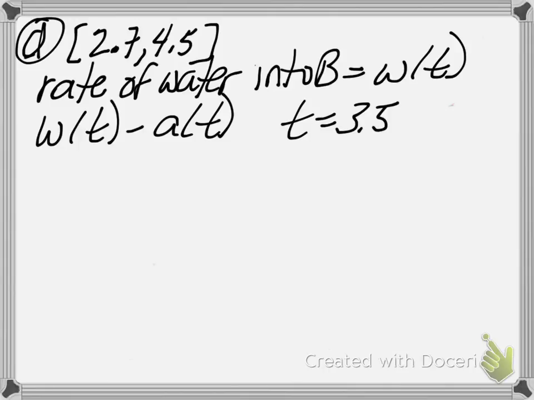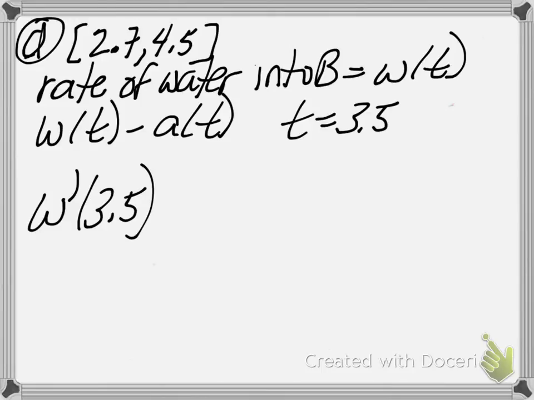Okay, here's the information that we have. The rate of water going into B is being called W of T. And they want to know if you do W of T minus A of T, will that difference be increasing or decreasing at T equals 3.5? So how do you find out about increasing or decreasing? You take the derivative. So we're going to do W prime of 3.5. And you're going to use your calculator because we know what W of T is. They gave it to us.